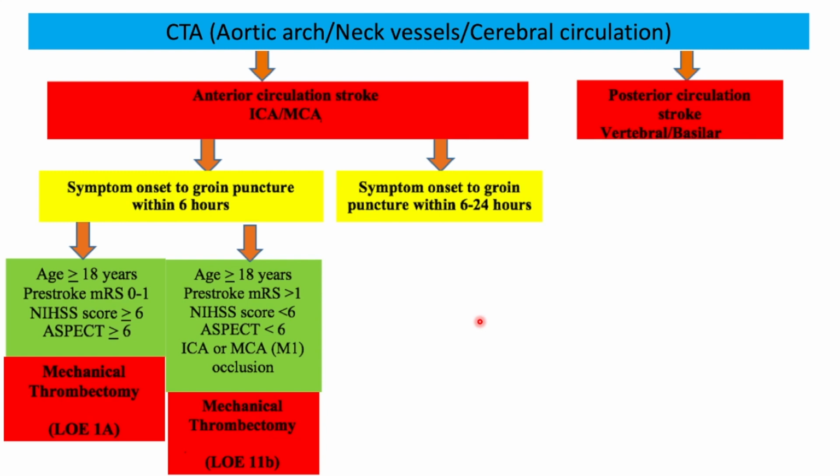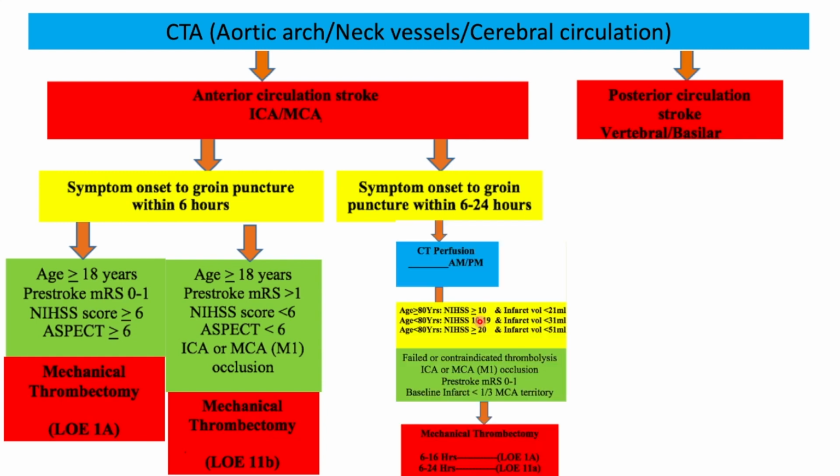E, class 2B indication. Now, what about those patients who reach within 6 to 24 hours of symptom onset? If the groin puncture can be done within this time period, it is beyond 6 hours now, so you cannot rely on the CT brain alone. Now you have to do a CT perfusion, and there are certain criteria that need to be met, and then this patient can still qualify for mechanical thrombectomy based on the DAWN and DEFUSE 3 trials.